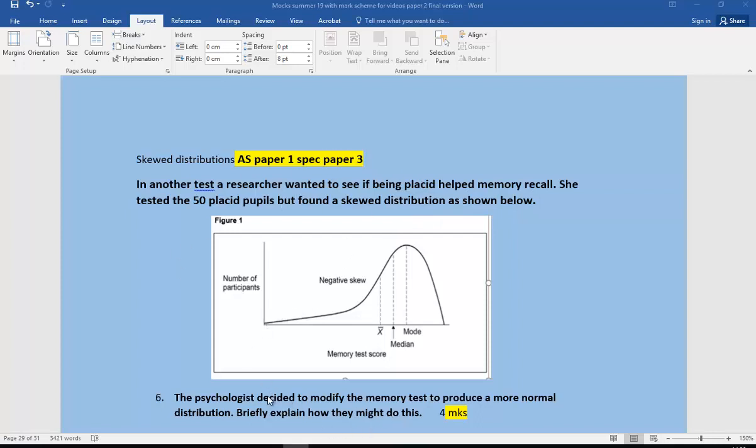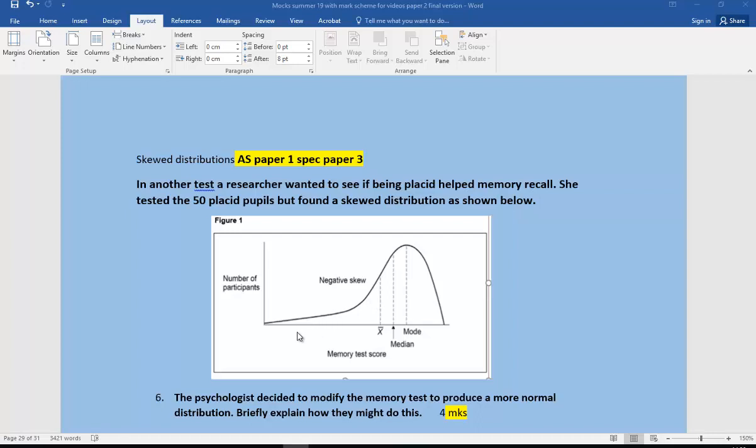And the question is, psychologists decided to modify the memory test to produce a more normal distribution. Explain how they might do this. Okay, so what they've given you here is a negative skew. Right, we've got the number of participants, and with a negative skew, if you like, the long tail is on the negative side, the left-hand side.